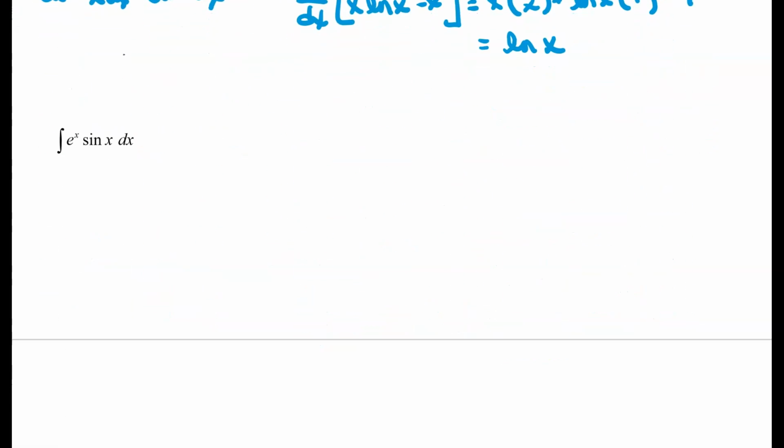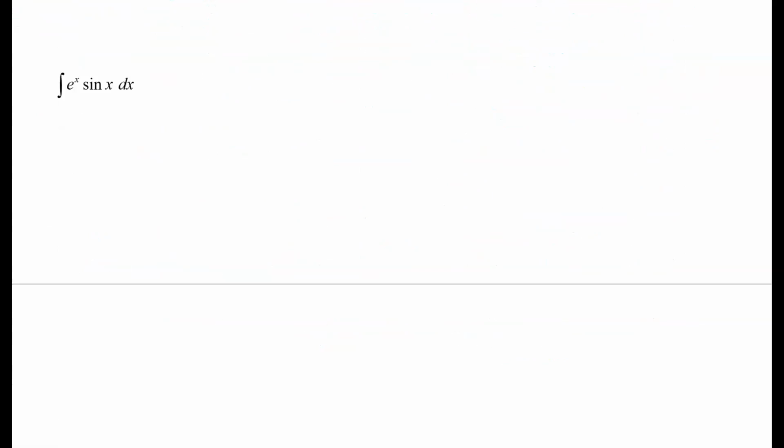I told you that this last one would cause nightmares. The reason that it does is I think you can look at it and see that neither one of these functions will ever go to a constant. So believe it or not, parts works, but there's a little trick that I like to call a loop-de-loop.